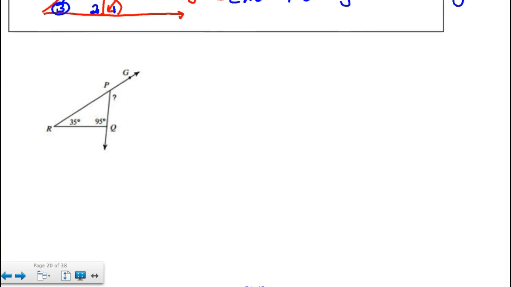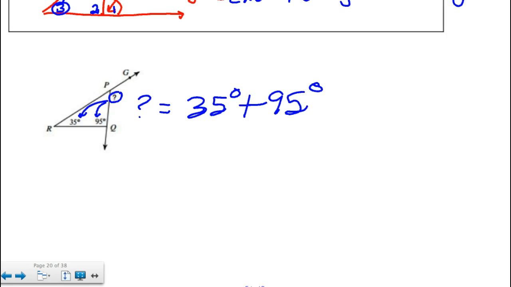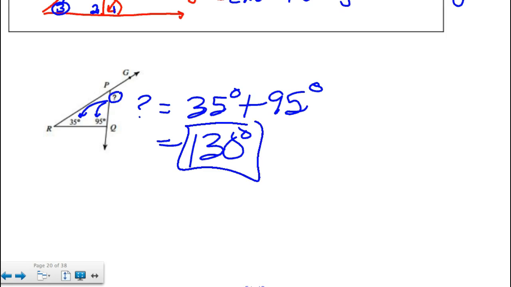So first one, nice and easy. What's the measure of this angle? It's equal to the sum of the non-adjacent angles. So question mark will equal 35 degrees plus 95 degrees for a whopping total of 130 degrees. And I'm done. It's as easy as that. It need not be difficult.